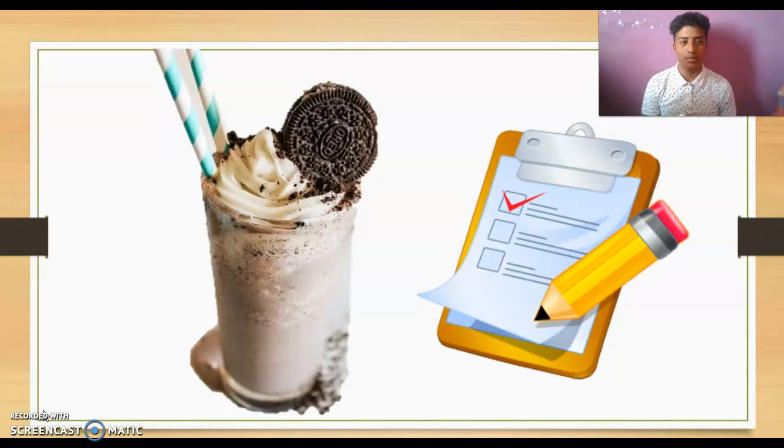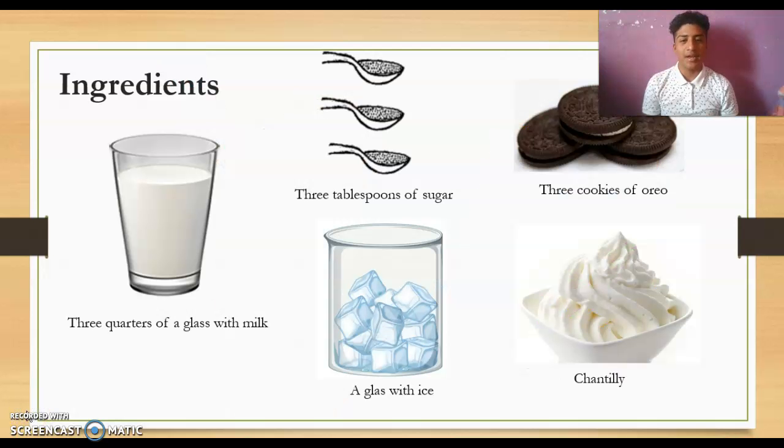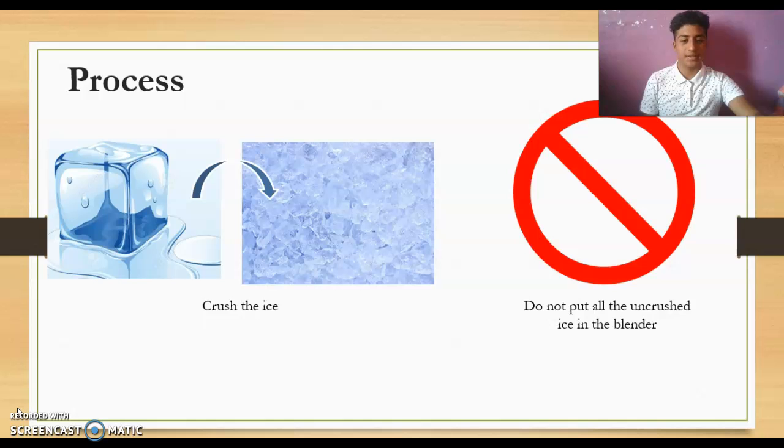And today I will explain in detail the procedure how to make an Oreo cookies recipe. Ingredients: 3 tablespoons of sugar, 3 Oreo cookies, 3 quarters of a glass of white milk, a glass of white ice, chantilly. Process: crush the ice.